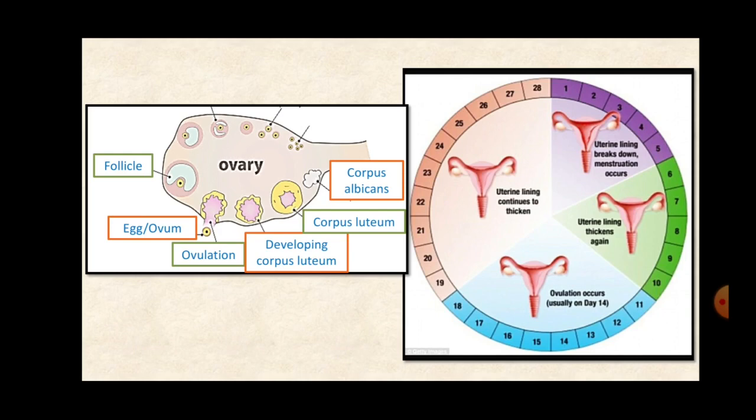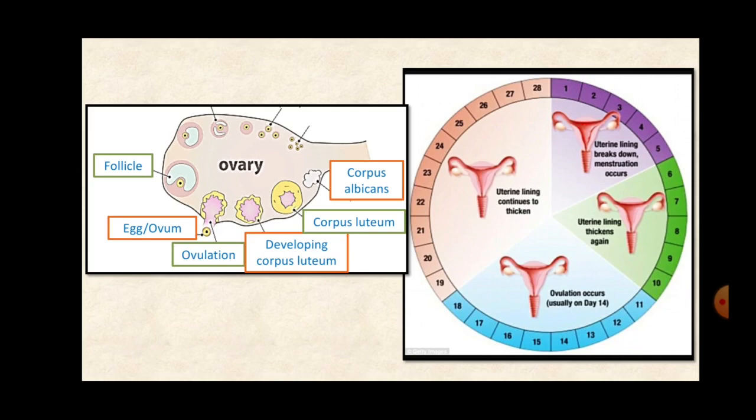In the right side picture you can see how the 28 day cycle is divided into 4 phases. The first 5 days are the bleeding phase. The uterine lining, that is the endometrium, along with the unfertilized ova, is released out of the body through the vagina. In the next 5 days, under the influence of follicle stimulating hormone and luteinizing hormone, the hormones are released. The endometrium wall starts to thicken, and the follicle starts to develop.